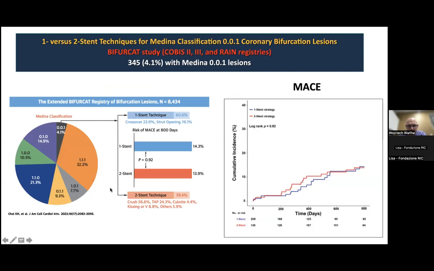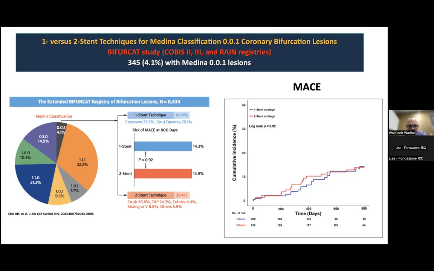As I said in the beginning, an important type of the Medina classification is the Medina 0-0-1 type of classification, because this type of bifurcation lesion gives us the highest level of adverse events during the long-term follow-up.